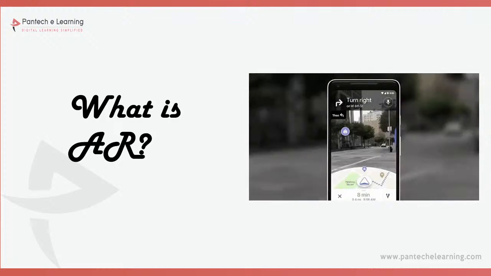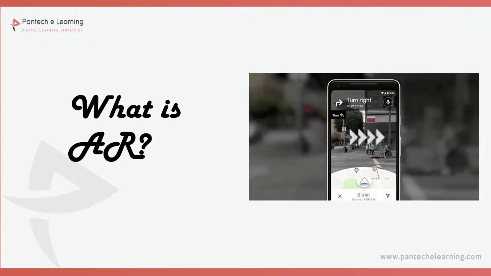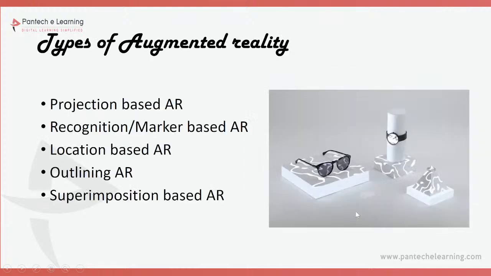So once we start on augmented reality, we are supposed to know what those types are. Projection based AR, recognition or marker based AR, location based AR, outlining AR, superimposition AR. Now from these, except recognition, the rest all come under markerless. Markerless means it won't have any kind of defined position, so we will be able to execute it in any different way.